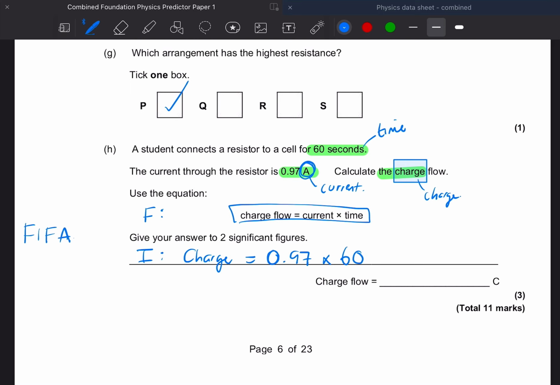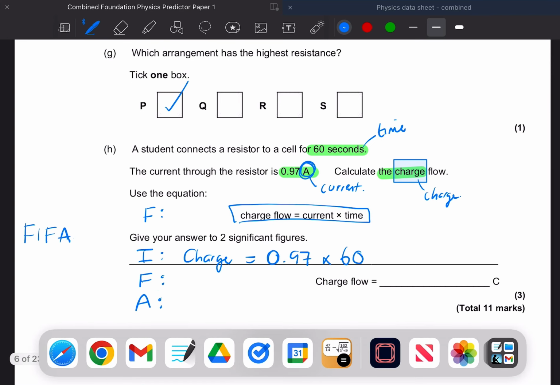So the F from FIFA is if we had to rearrange it, or if they'd given us a different unit, or we had to make the time the subject. It's unlikely to have to rearrange on the foundation exam, but it might happen towards the end. So we don't need to do anything there. And the A is just where we're going to write our answer. So we're just going to do this sum, and we're going to get an answer.